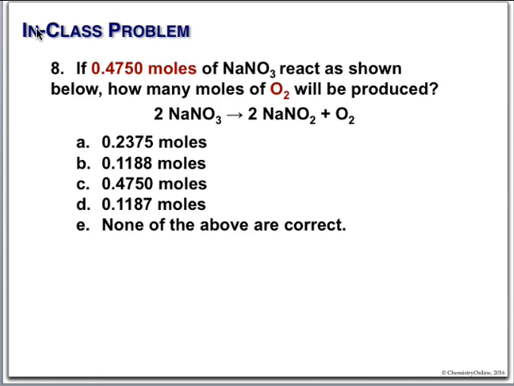All right, we have sodium nitrate. We are decomposing it to make sodium nitrite, and oxygen is getting off. We are given here that we have 0.475 moles of sodium nitrite. And the question is, how many moles of oxygen are we going to get?